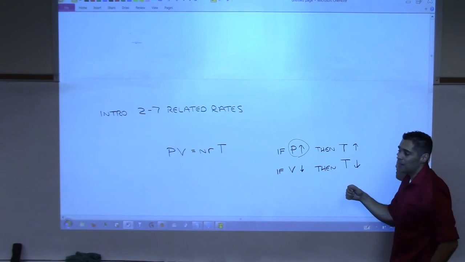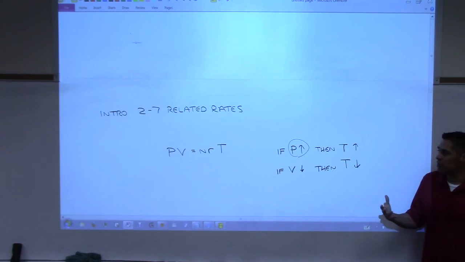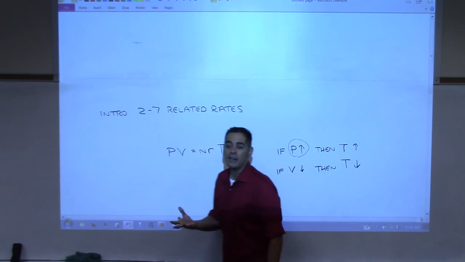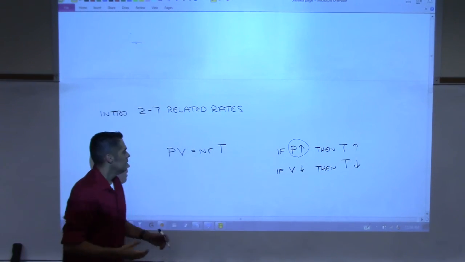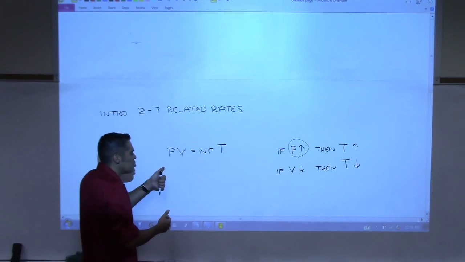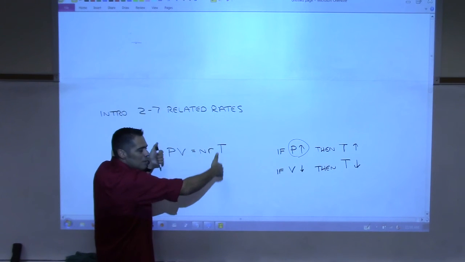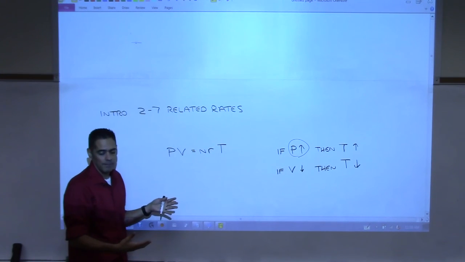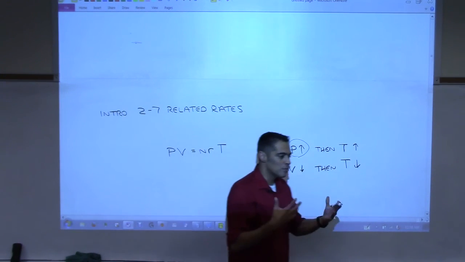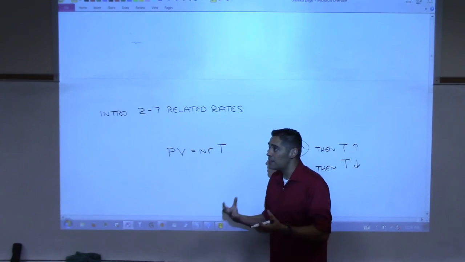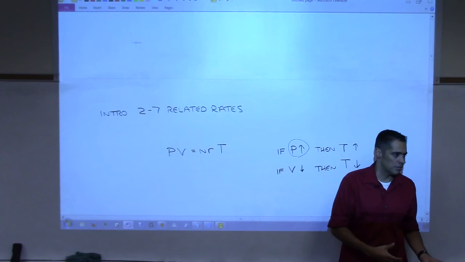And what we're going to find is that in a lot of real-world situations, the way that they're related to each other is not linear. Meaning, if I increase the pressure by 1, the temperature doesn't go up by 1. A lot of times the relationship is nonlinear. So related rates means the relationship between the rates at which things change.